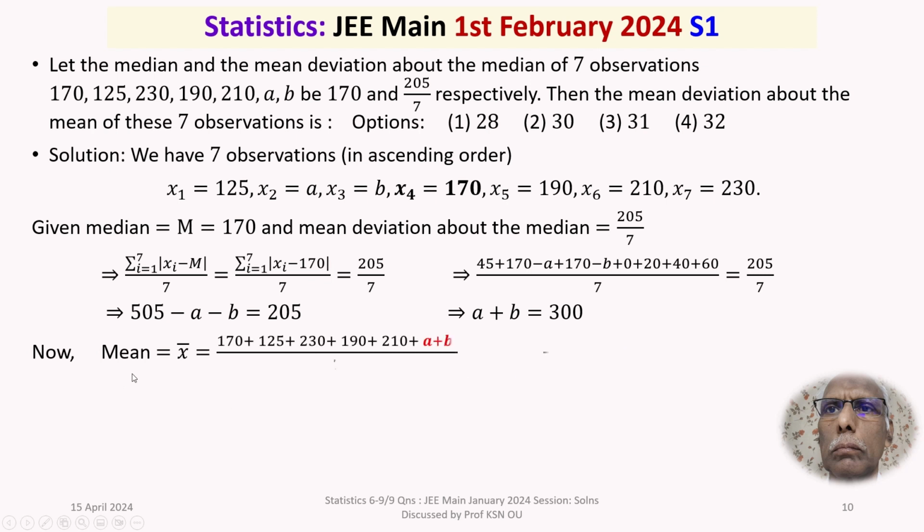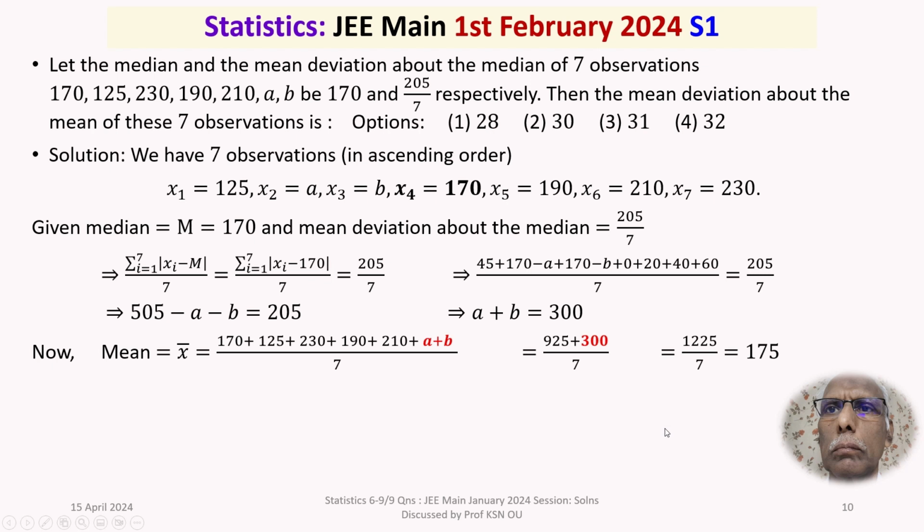Now the mean we want, x bar, because we want the mean deviation about the mean. For that reason we calculate the mean, x bar, equal to the sum of the observations by the number of observations. That will give you 925 plus A plus B by 7. A plus B happens to be 300, so that will be 925 plus 300, that is 1225 by 7, that is 175.